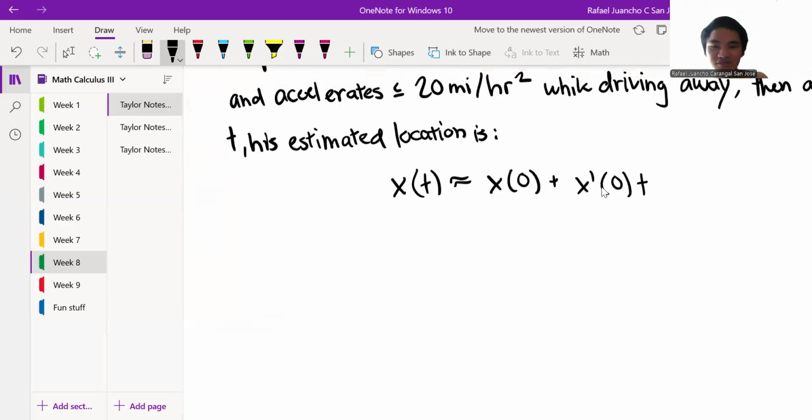Honestly, this is just m t plus starting point. It's honestly the same as that typical algebra thing, right? It's a linear function. Okay. And so the error in this approximation, so the error is the following. You get the absolute value.